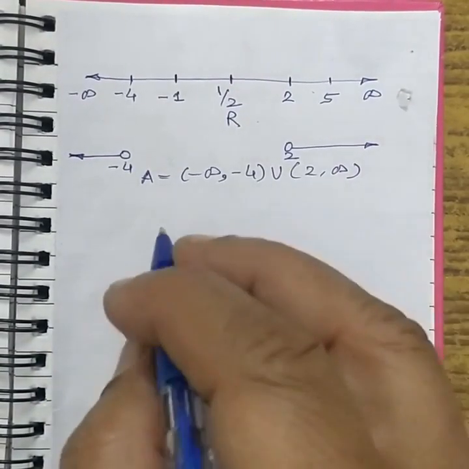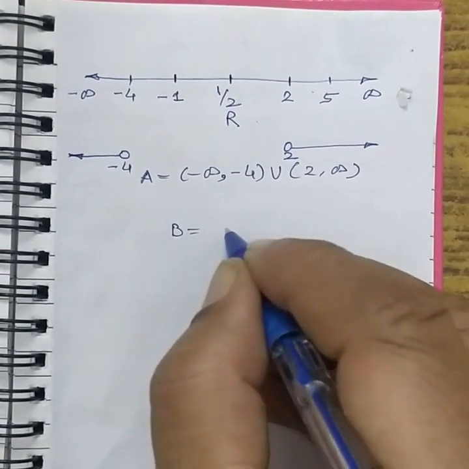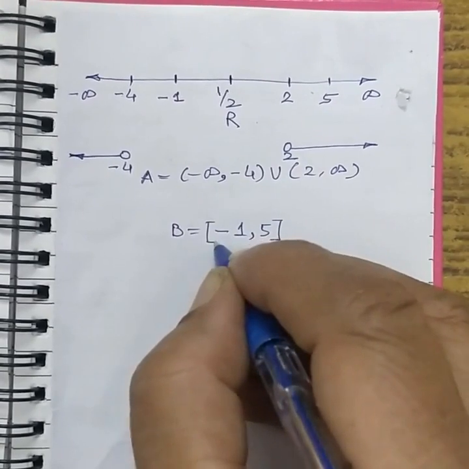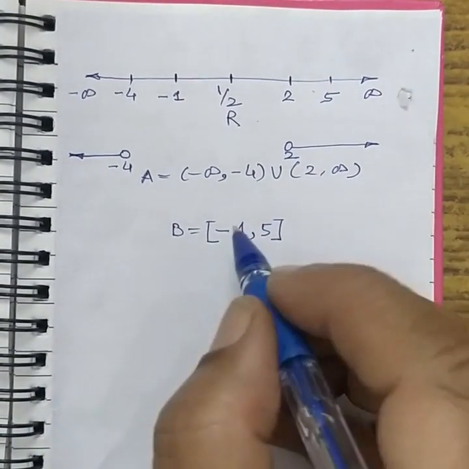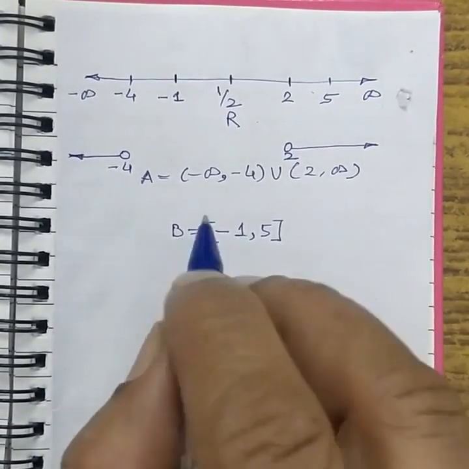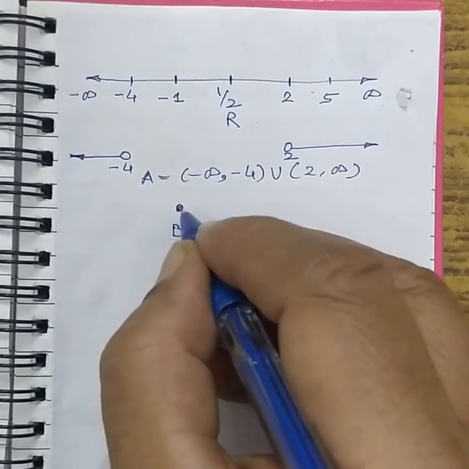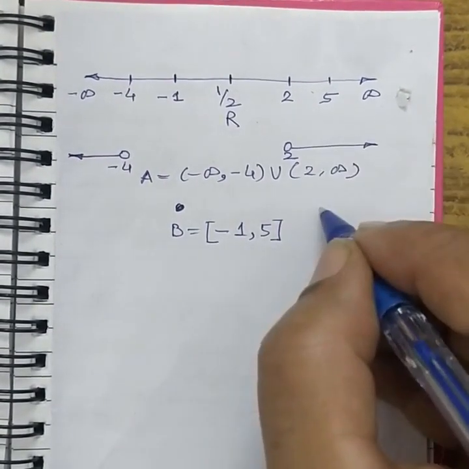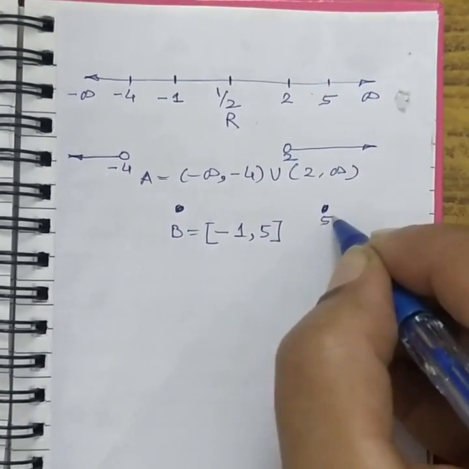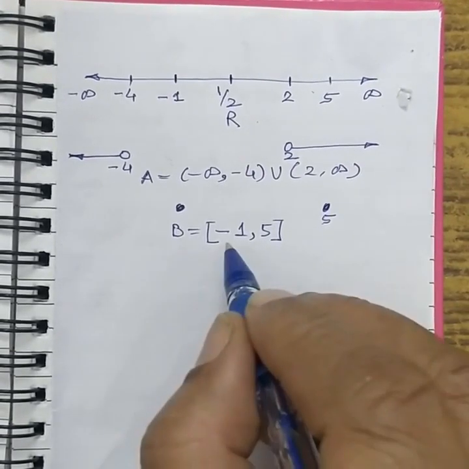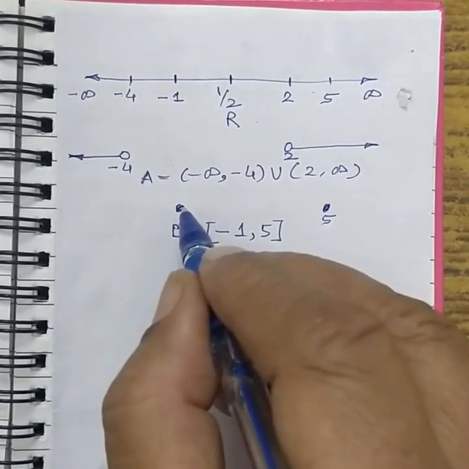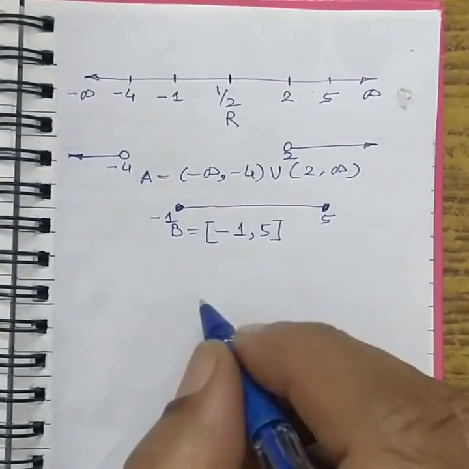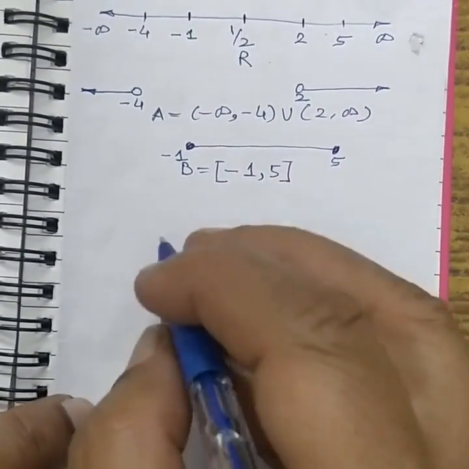Now draw the set B. Set B is minus 1 is an element of set B, hence a dot is shown. 5 is an element of B, hence a dot is shown for 5. The interval between minus 1 and 5 is an element of B, hence a firm line is drawn between minus 1 and 5. Now let us draw set C.